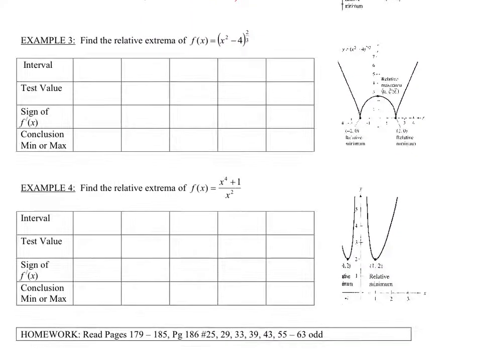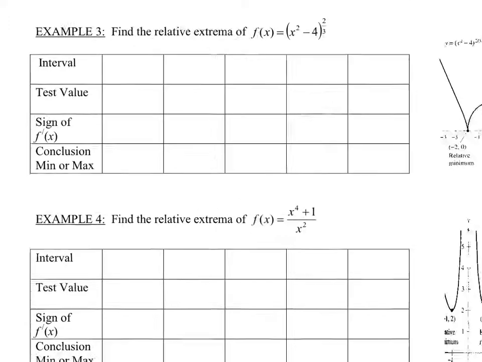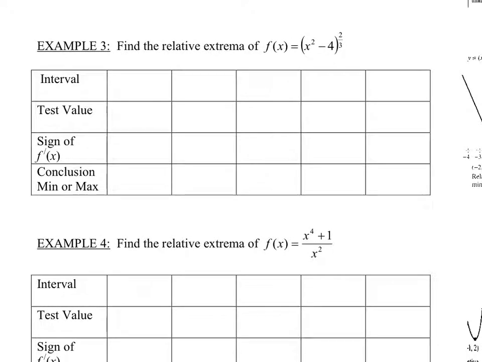All right, now example 3. We have to remember that not only are our critical numbers where the derivative equals 0, but also where the derivative is undefined. So for this one, we'll only be able to identify the critical numbers. We won't be able to do the entire table, but what is our derivative for f of x here?